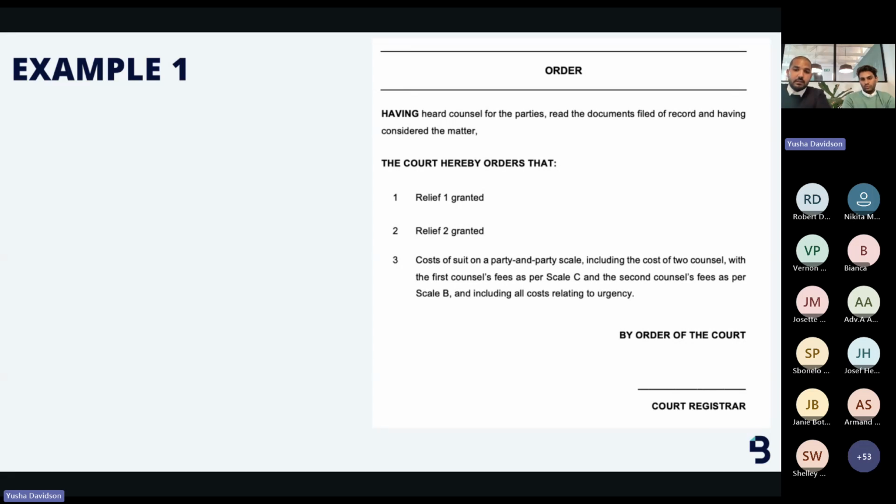Now, if we deal with a matter in which there is only an attorney of record that is acting as if they are counsel, then what you will see is that although we're still on party and party scale, there will be mention that the attorney that is appearing on record will be allowed to recover their rates as per scale B of the amended rules, including all costs relating to urgency where so relevant and applicable.